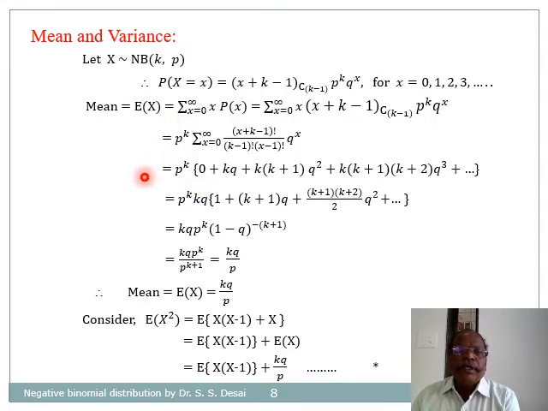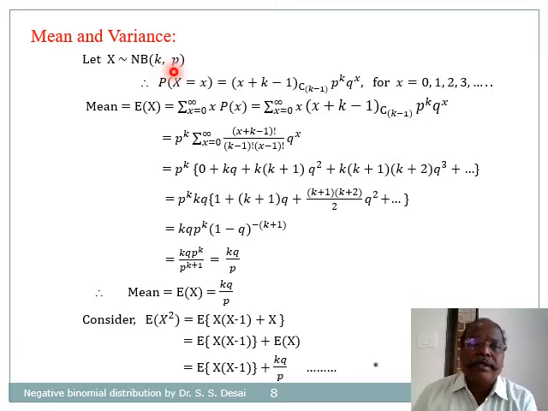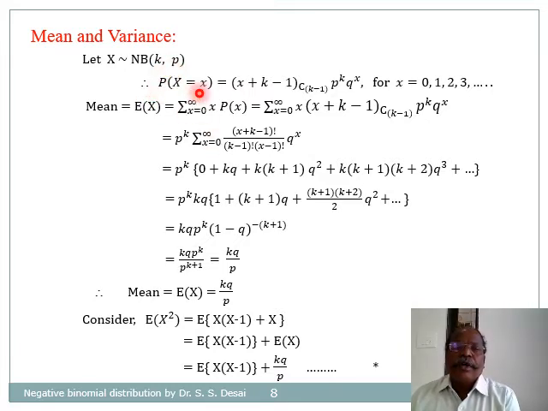So with the usual procedure, let us obtain mean and variance of negative binomial distribution. Let X follow negative binomial distribution with parameters k and p. Therefore, its PMF is given by (x+k-1)C(k-1) p^k q^x. And by the theory, mean, expectation of X, is equal to summation of x into P(x), which is equal to summation of x into (x+k-1)C(k-1) p^k q^x.